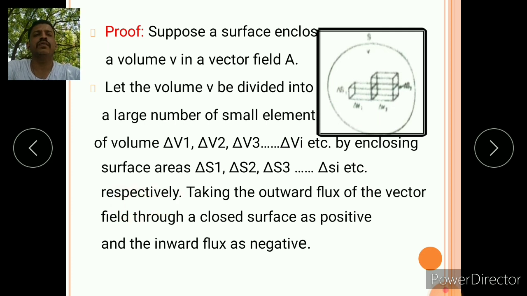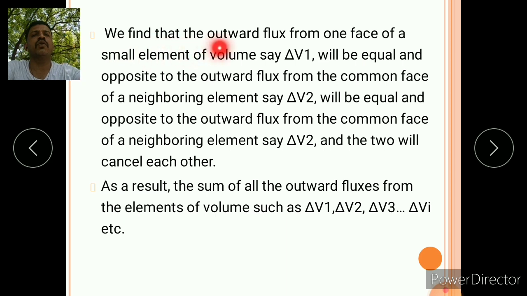Taking the outward flux of the vector field through a closed surface as positive and the inward flux as negative, we find that the outward flux over one face of a small element of volume, say delta V1, will be equal and opposite to the outward flux from the common face of a neighboring element, say delta V2, and the two will cancel each other.